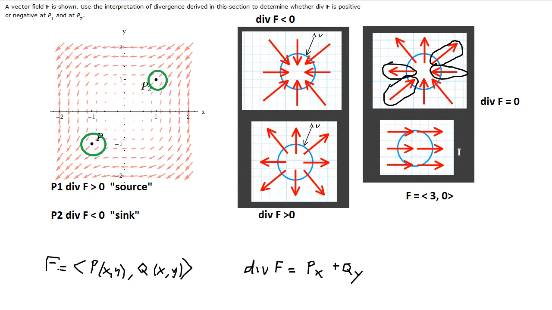So this gives us an idea of divergence. More than just how to calculate it, it gives us the intuition behind what the divergence is at a particular point. The divergence of a vector field at a point.